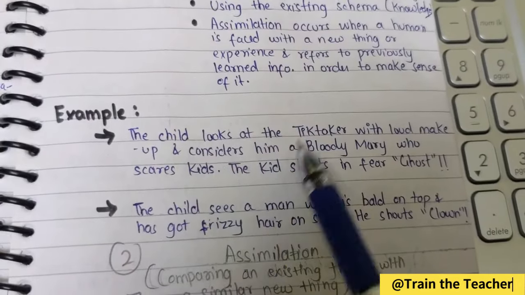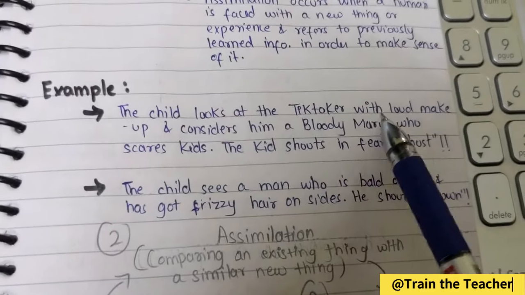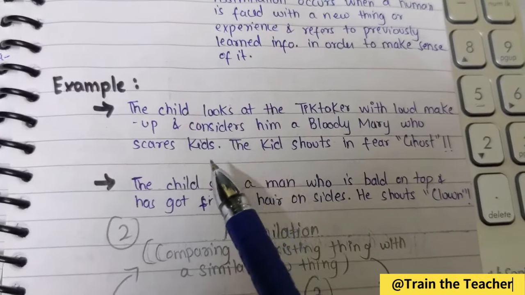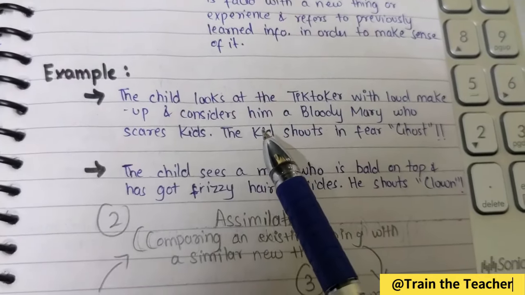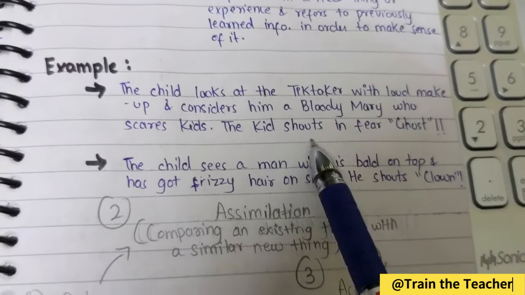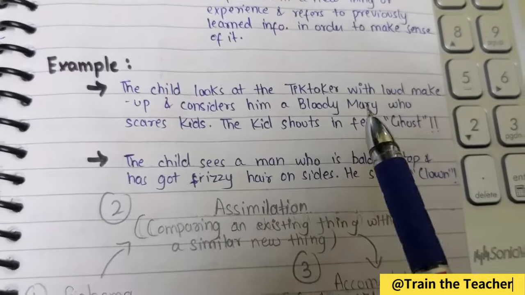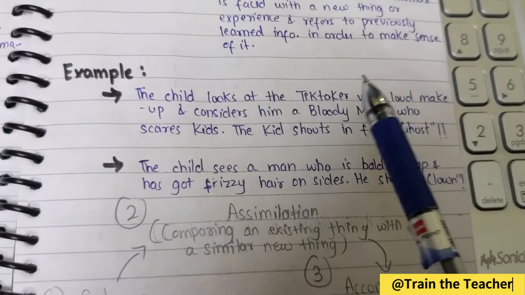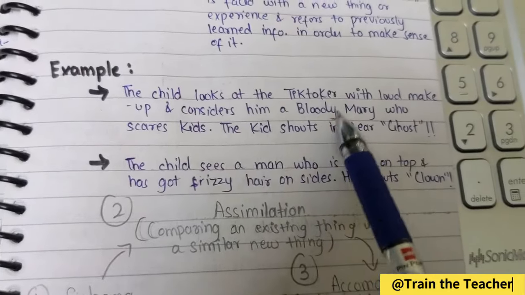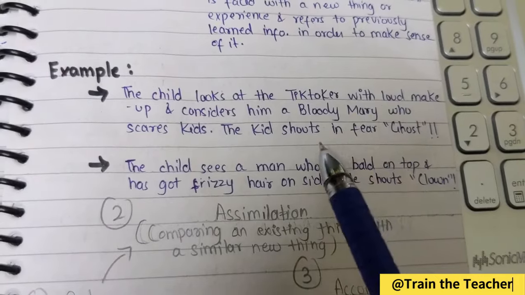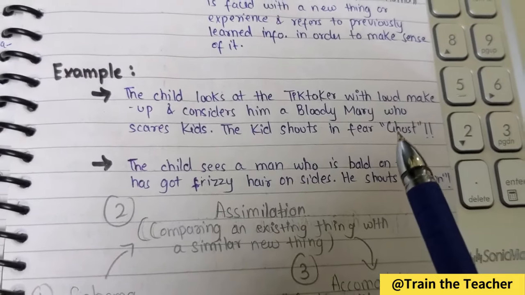The child looks at the TikToker, with loud makeup, and he ends up considering him a Bloody Mary who scares kids. I hope you know Bloody Mary who scares kids. Now the kid shouts in fear, "Ghost, ghost." Which is not true, of course. वो एक TikToker है, loud makeup किया हुआ है, makeup tutorial था maybe, right? But बच्चे को लगा कि oh, it's a ghost जो बच्चों को पकड़ता है, Bloody Mary. तो उसने बोला oh, ghost, ghost, ghost.